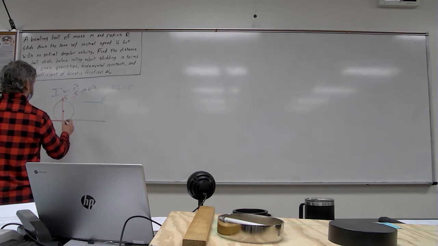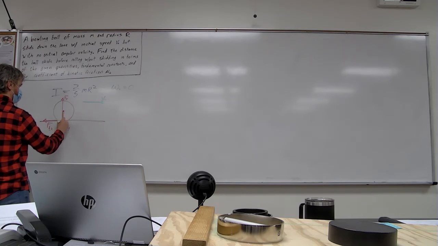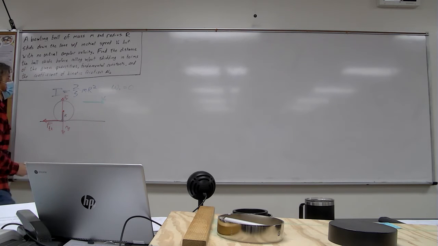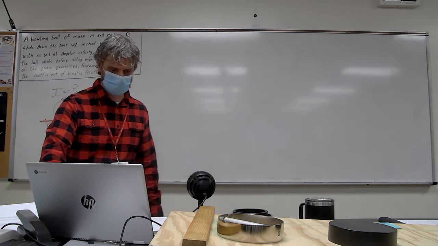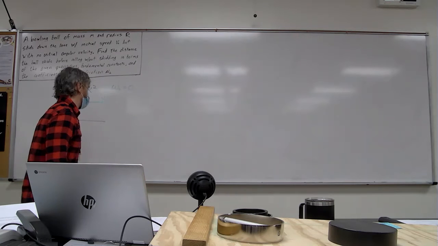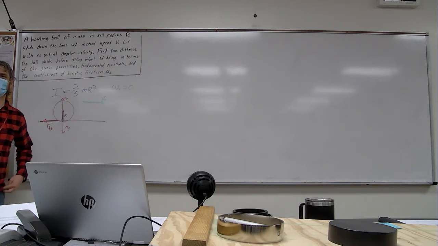And that friction force is a distance R, where R is the radius. Am I using capital R? Yes. Capital R, distance from the axis of rotation. Okay. So I got my free body diagram drawn. I am going to be looking for a distance.